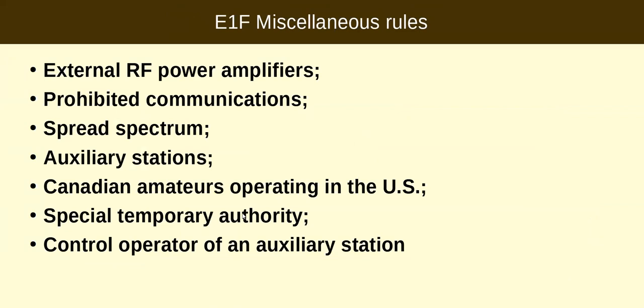Ooh, external amplifiers. Yeah, I don't see the green. Jesse? I see it. Okay. Yeah, I don't know what that green box was. It's the FCC. Some prohibited communications, spread spectrum, auxiliary stations, Canadians operating in the US, special temporary authority, approval to go do experimental stuff, and the control operator of an auxiliary station.